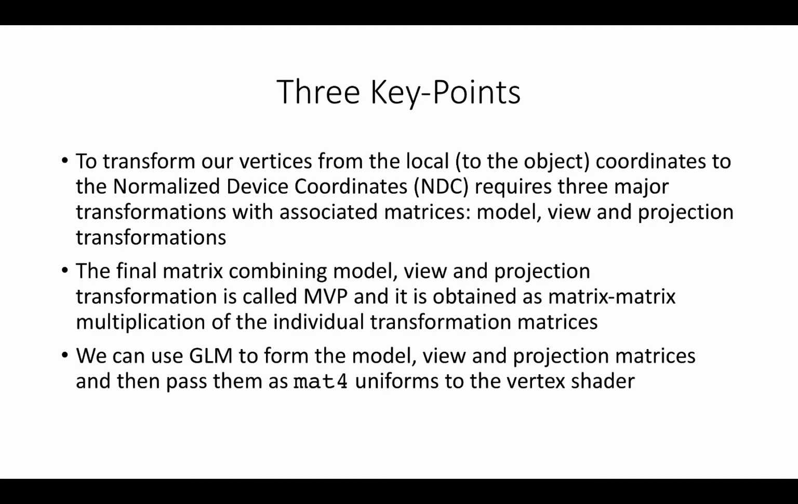First, to transform our vertices from the local coordinates to the normalized device coordinates requires three major transformations: model transformation, view transformation, and finally projection transformation. Second, the final matrix combining model, view, and projection transformation is called MVP and is obtained as a matrix-matrix multiplication of the individual transformation matrices. Third, we can use GLM to form the model, view, and projection matrices and then pass them as mat4 uniforms to our vertex shader.